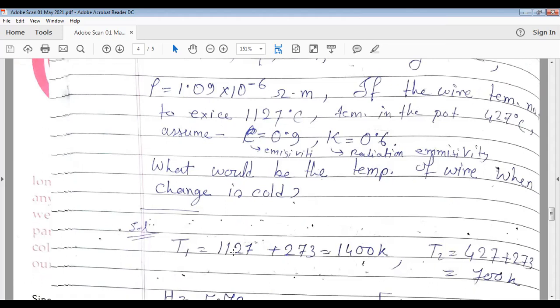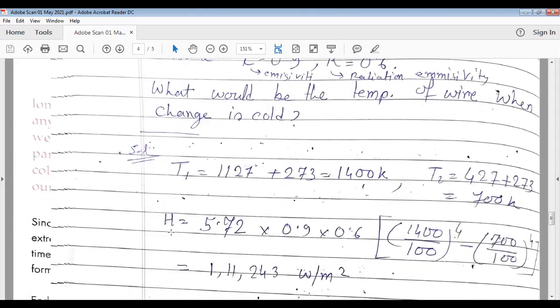T1 is 1127 degrees centigrade, and we convert to the Kelvin scale. 1127 plus 273 is 1400 Kelvin. In the same way we add 273 to the other body, so T2 is 427 plus 273, which is 700 Kelvin. This is T1 and T2.